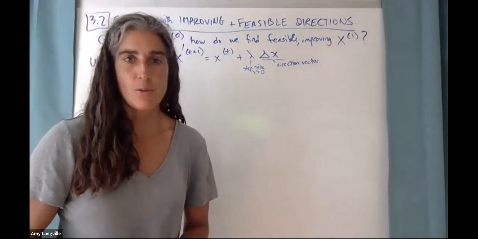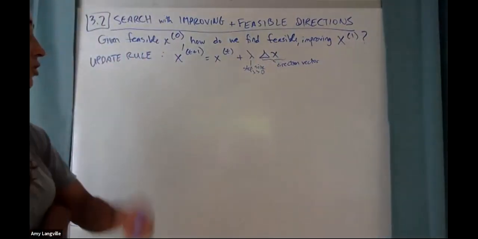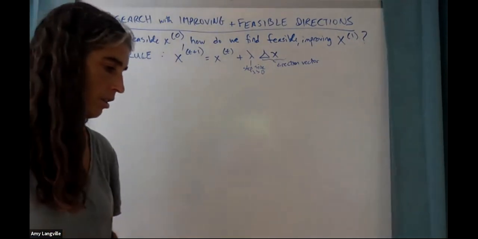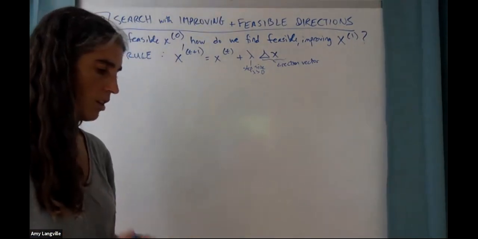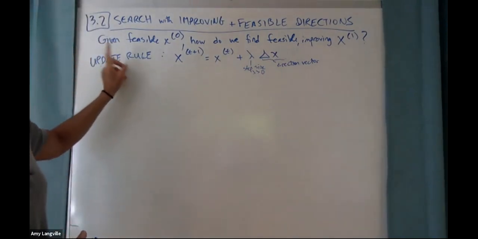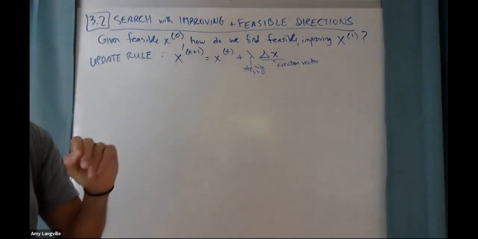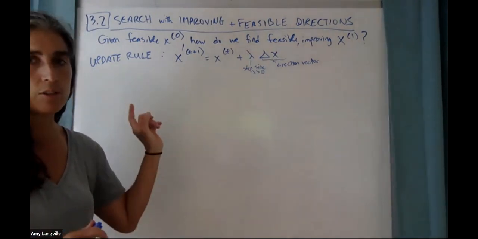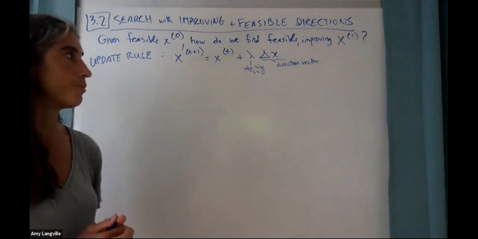Hello class, section 3.2, search with improving and feasible directions. So we had the overarching idea in 3.1 and now we're going to get down to some specifics. So our goal is, given that we have a feasible x0, again, that can be a problem in and of itself, figuring out that feasible x0, but let's assume we have one.